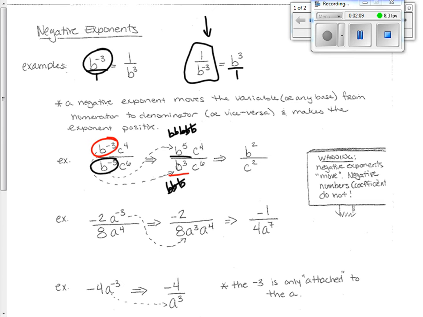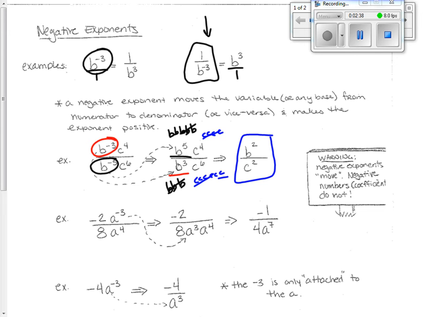And notice that the c to the fourth and the c to the sixth, nothing is wrong with those. Nothing says that they need to move to different places. So they don't have negative exponents, they have positive exponents. And so if I'm looking at simplifying the c's, I've got 6 c's on the bottom and 4 c's on top. The 4 c's on top are going to cancel with 4 c's on the bottom, leaving just 2 c's down here, and I end up with b squared over c squared.